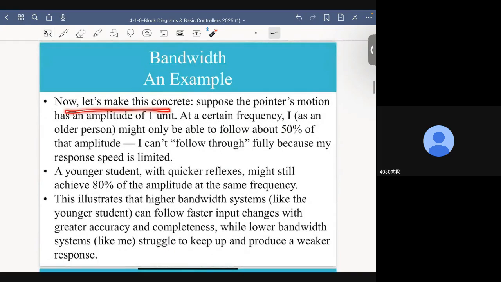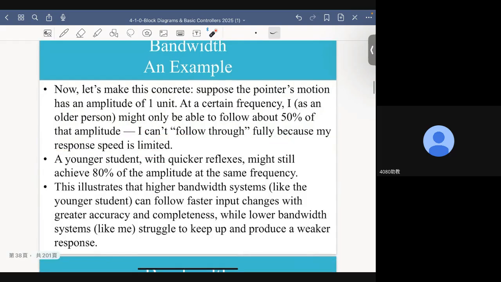Now, let's make this concrete. Suppose a pointer motion has an amplitude of 1 unit. At a certain frequency, I, as an older person, might only be able to follow about 50% of that amplitude. That is, I cannot follow through fully because my response speed is limited. Younger students like you, with quicker reflexes and more energy, might still achieve 80% of that amplitude at the same frequency, all right?